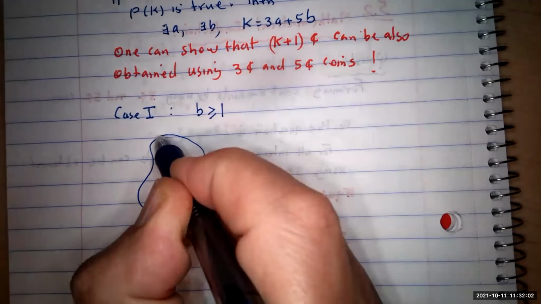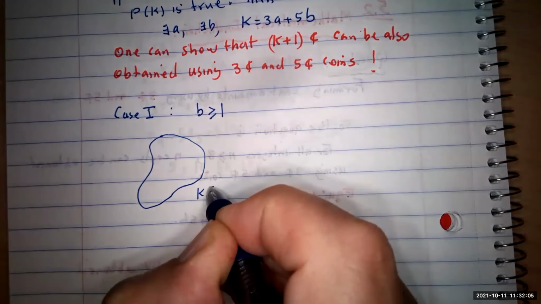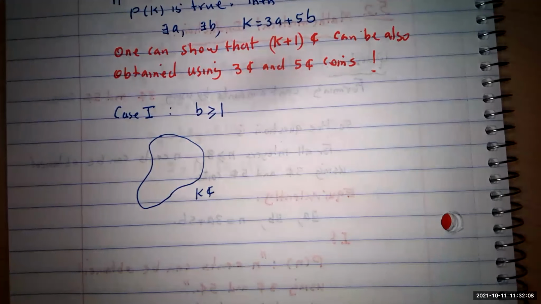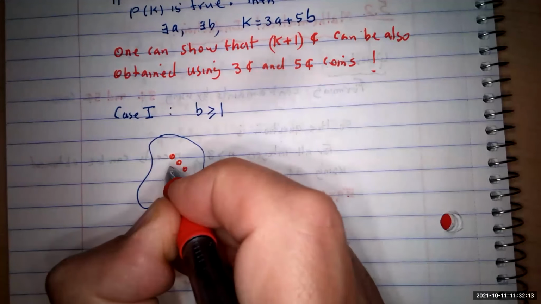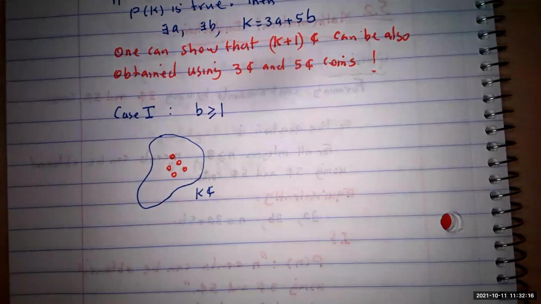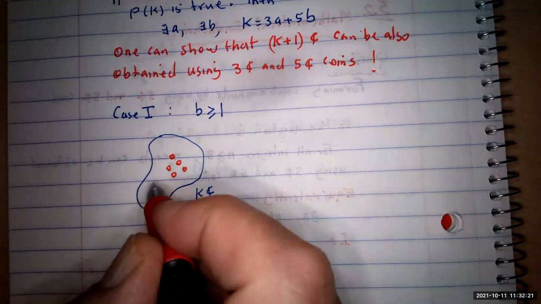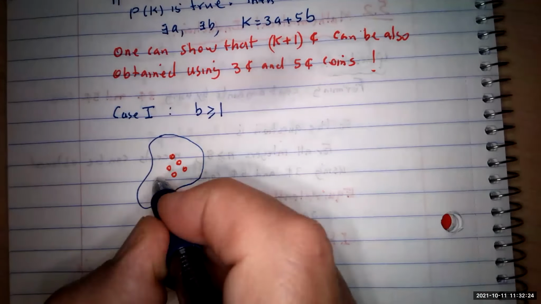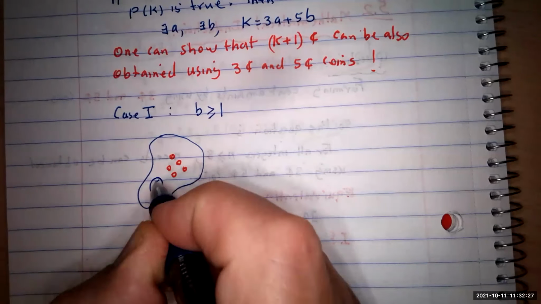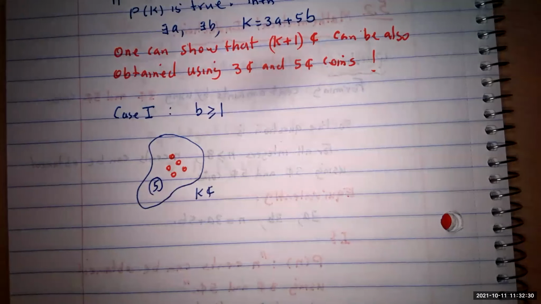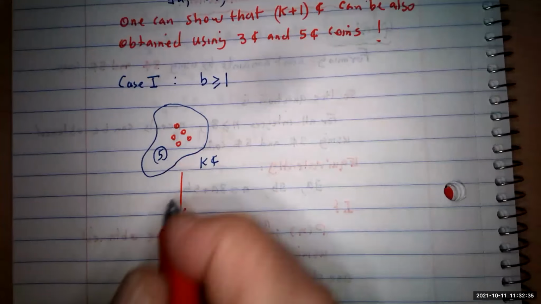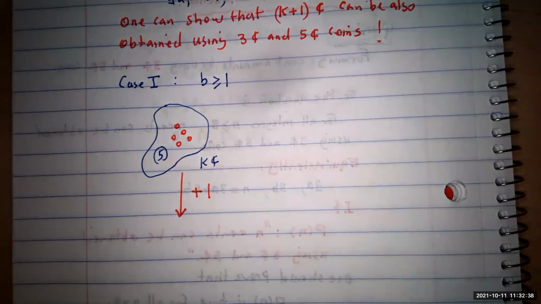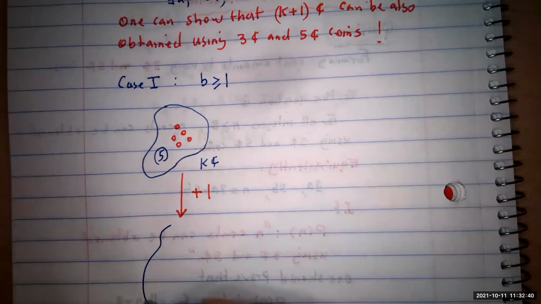Suppose this is the k amount, the k cents, whatever you have, but you know that at least you have one 5. You know that k is a combination of 3s and 5s. There are some others, but you don't care. You just pick this one 5. When we get an extra cent to make it into k plus 1, the situation is going to be this one.